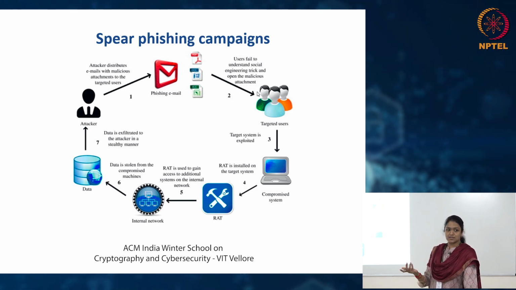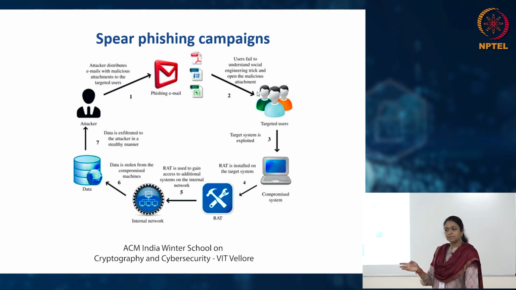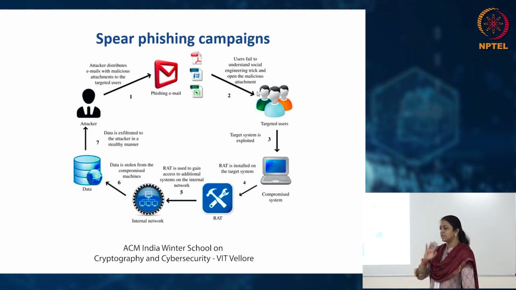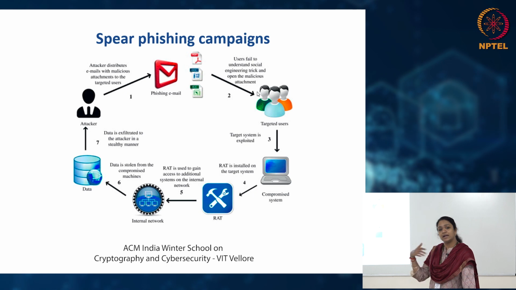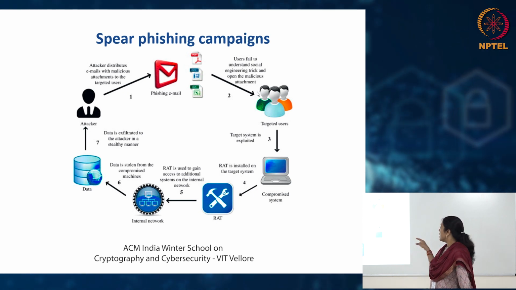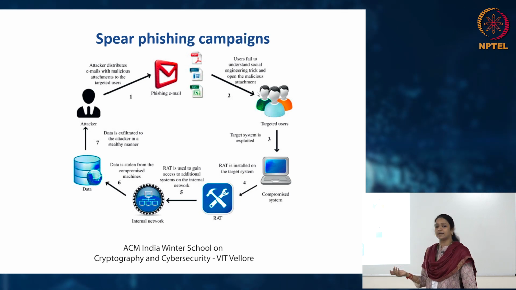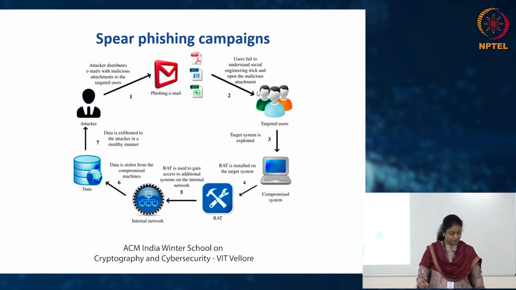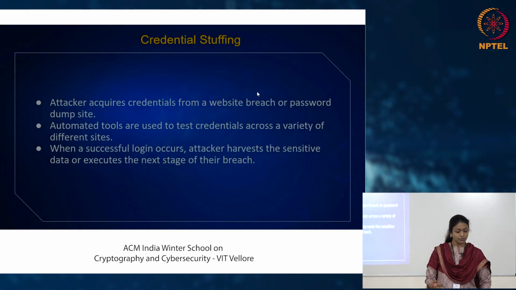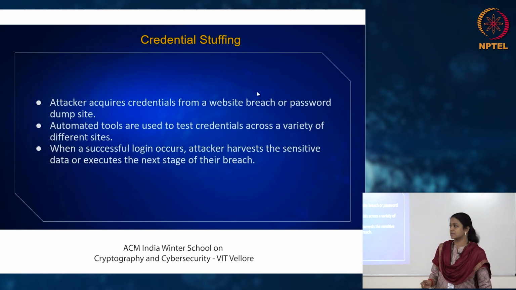No antivirus or any IDS or IDPS system will be able to detect it. They can evade all those things. And the data that is stolen will be sent to the attacker's system. So this is the spear phishing campaign. And the next one is credential stuffing.